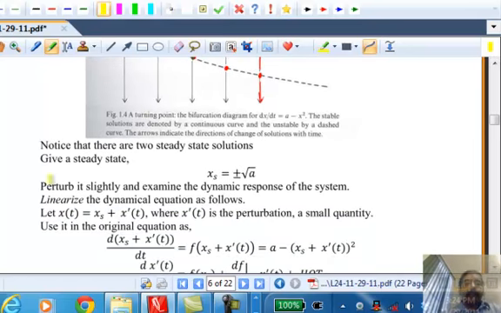So this is how we do it. Perturb it slightly and examine the dynamic response of the system. Here is the key idea of linearization. Those who have done control would have seen this before. x of t is called the trajectory of the differential equation, the state. So I'm going to decompose that into xs plus x prime. xs is the steady state, x prime is the departure from the steady state.